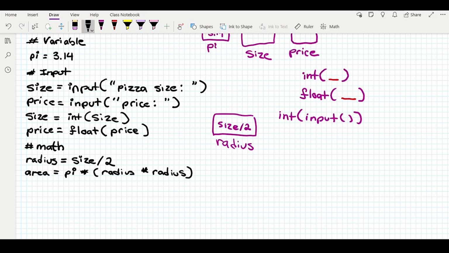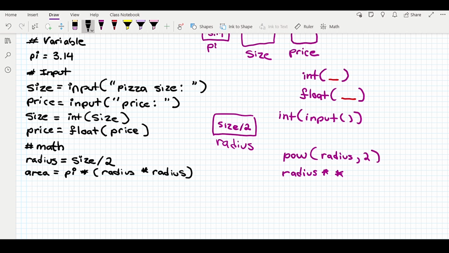Some people may have used the POW function, where it would be radius raised to the power of 2. Some folks may have done radius star star 2, which is the same as radius squared. So there's more than one way. There is creativity in computer science. Whoa, who would have thought? So we have our area.